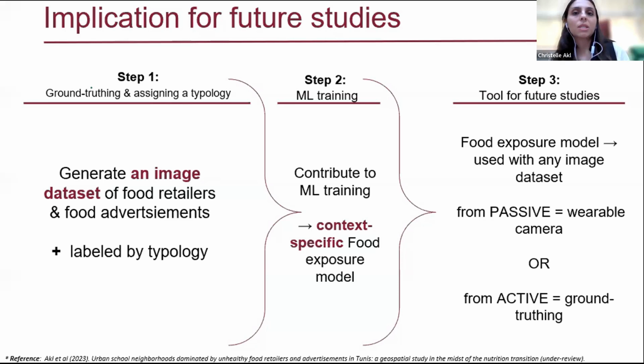Now, if you think about that, this food exposure model is a tool that could be used for future studies. It's a tool that can be run on any image data set to classify food-related images into different categories, whether this image data set is collected from passive methods such as wearable cameras, or active methods such as ground truthing. And even in the future, we could conduct ground truthing to collect information on, for example, the built food environment, and we don't need to label manually anymore, because we can apply the machine learning model on the data set. And now moving back to Hala.